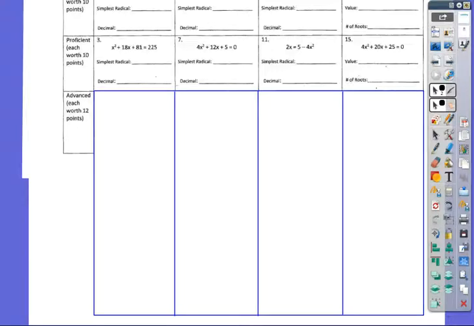All right, so in problem number 3, we're being asked to solve this. And we have blanks for the simplest radical form as well as a decimal equivalent. If it is possible that we will end up with a whole number answer, and if we do end up with a whole number answer, then we'll put the answers in both.